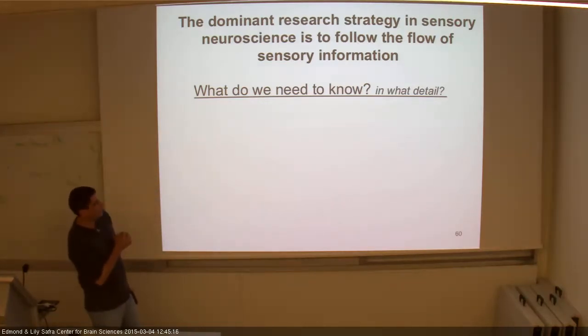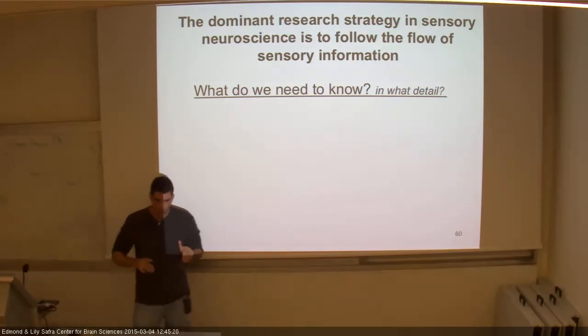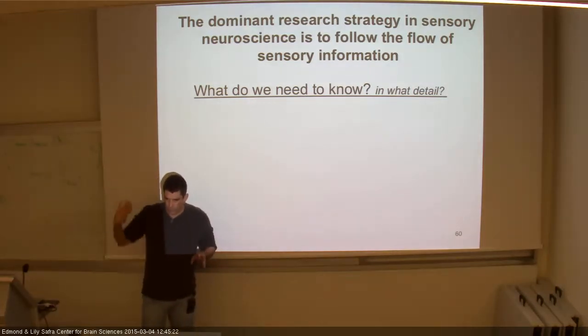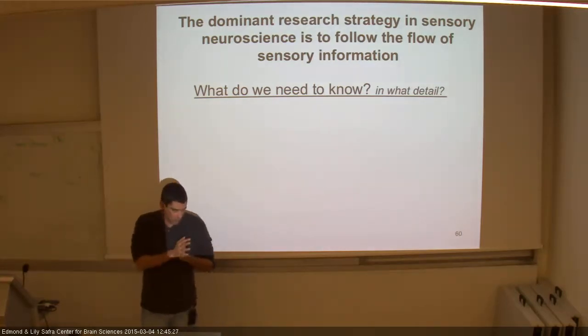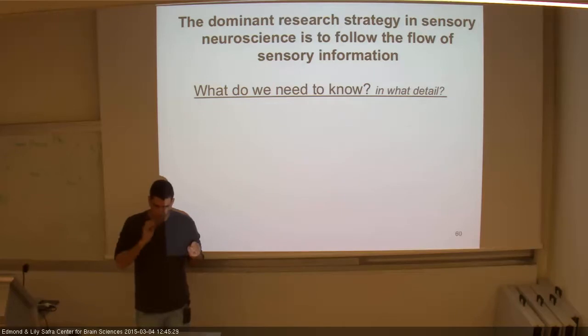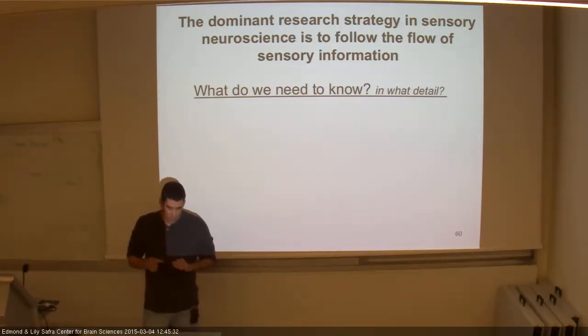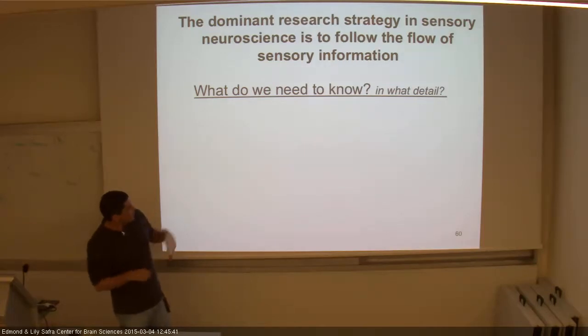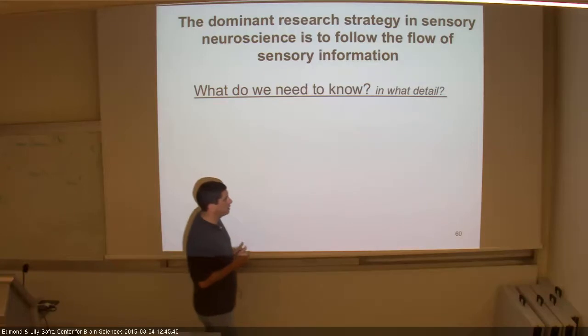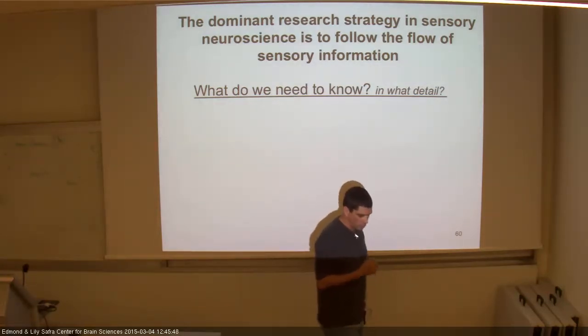A very dominant or common way to study the brain is to go bottom up, what we call bottom up, which is to follow the sensory information. We first have to understand what's out there. So we need good microphones, good cameras, good sensors to understand exactly what the brain has to perceive. And then if we're brave enough, we can go to the sensory organs and start to see how they respond to these stimuli in the world. And the question is, what do you think is important to know, and in what detail?